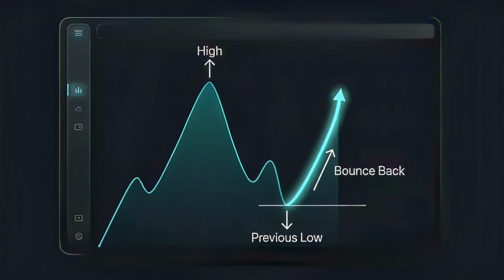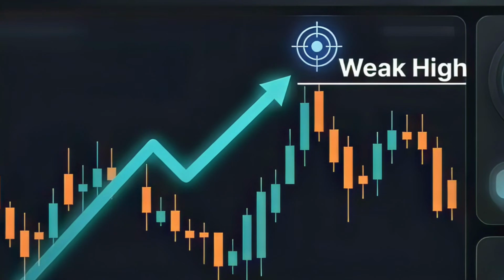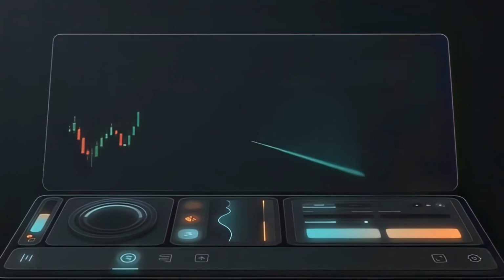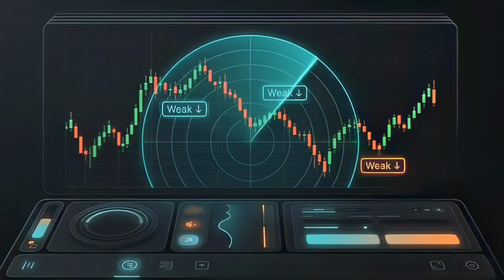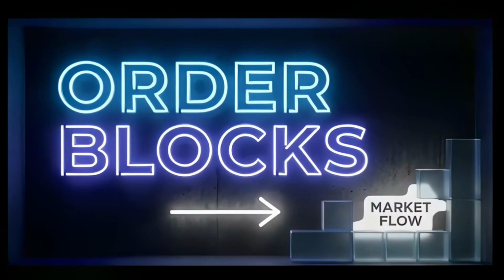A weak high is one that failed to do that. And that matters enormously for planning, because weak highs and weak lows are the ones price tends to come back and take out later. When you are hunting for where price is likely headed next, you are usually looking for the nearest weak point on the chart. That is where the resting orders are.